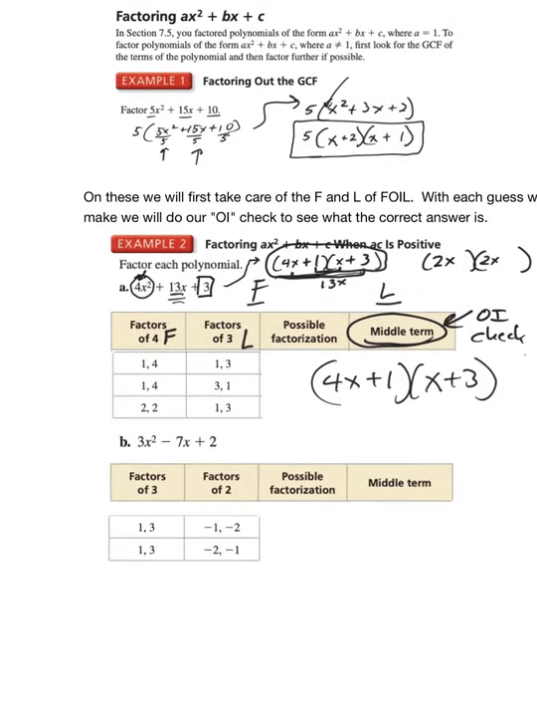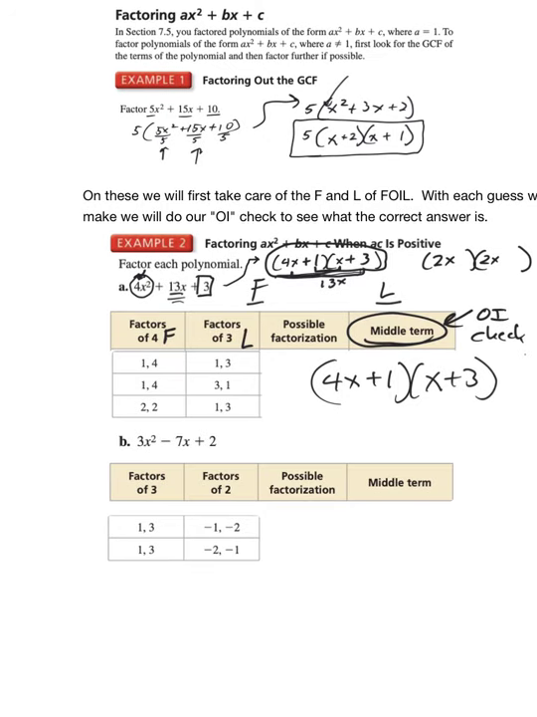And again, we need to be able to have our first terms. Let me rewrite this: 3x squared minus 7x plus 2. Now, again, we're going to get our little parentheses in first. And we need to make sure that the first terms multiply to 3x squared. Well, there's only one way to do that, all right? It's to make one 3x and make the other one x.